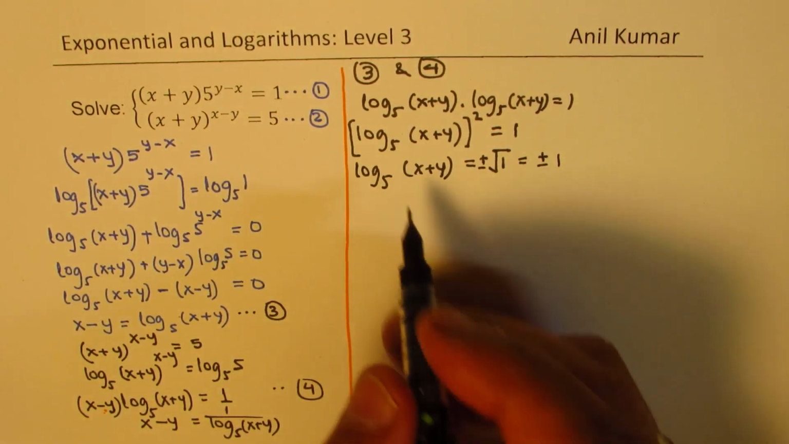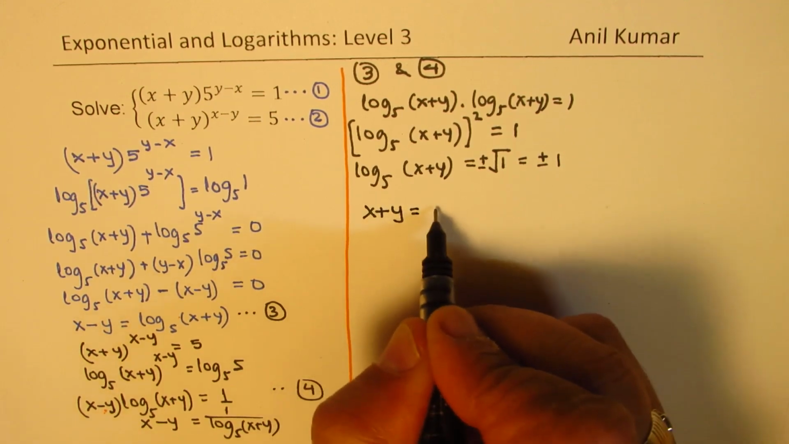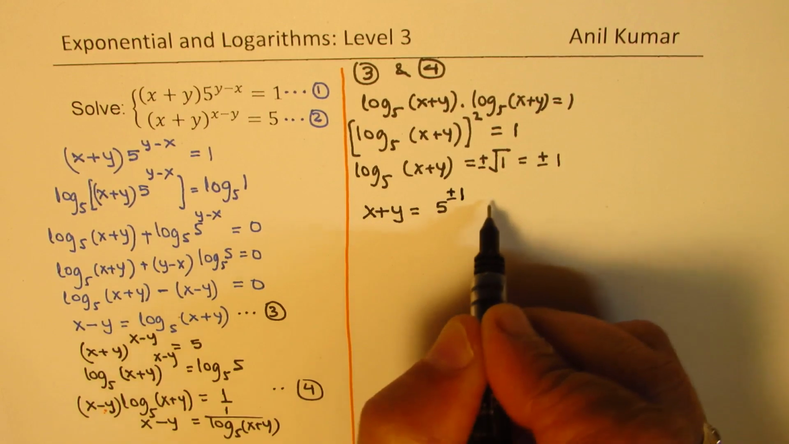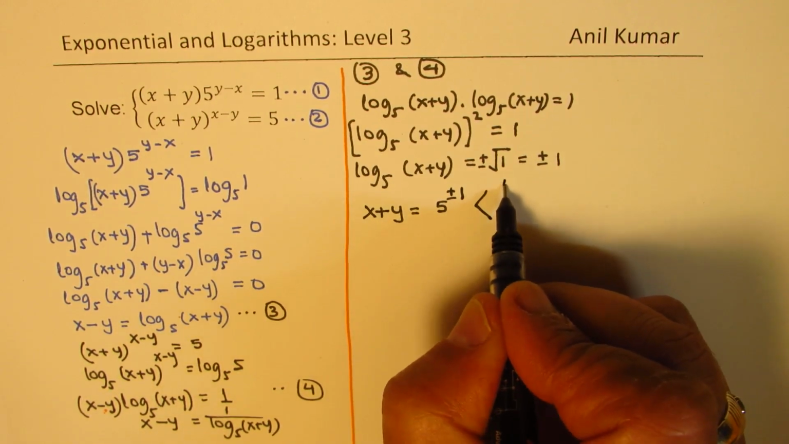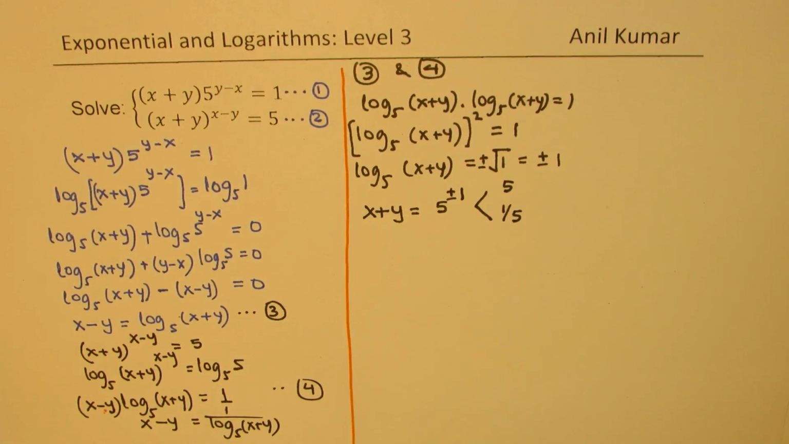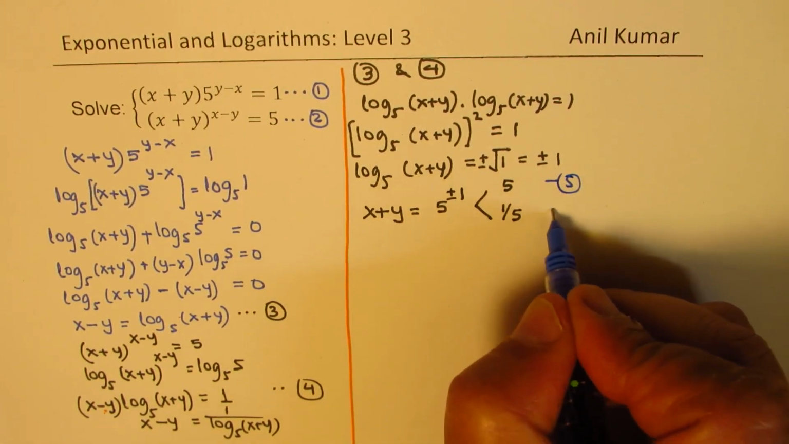So we get two values for x plus y. We can get x plus y equals 5 to the power of plus and minus 1. So we have two values here: either we get 5 or we get 1 over 5. Correct? Let's call these our equations number 5 and 6.